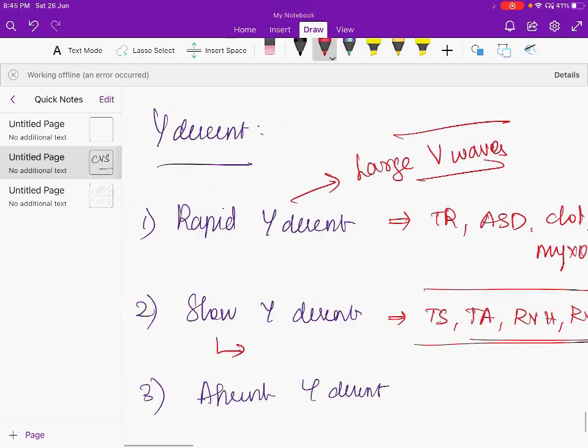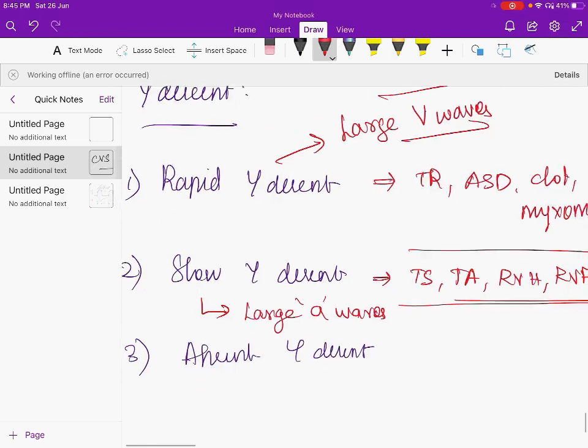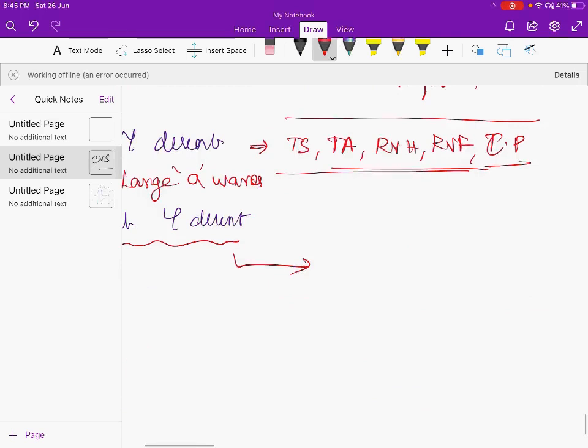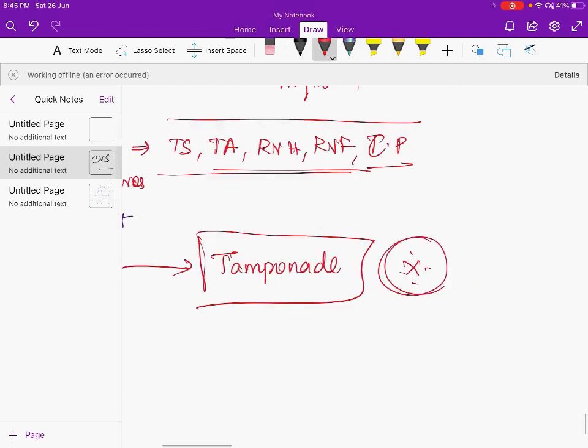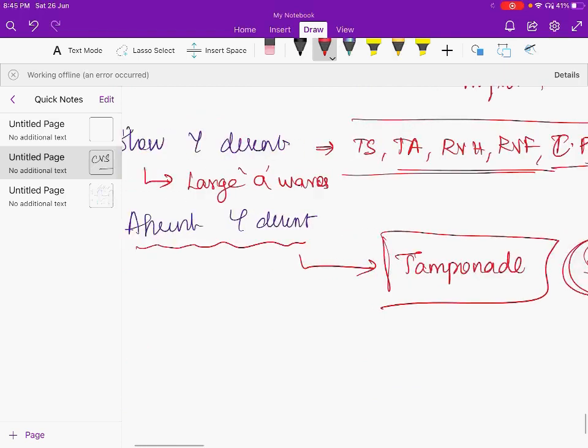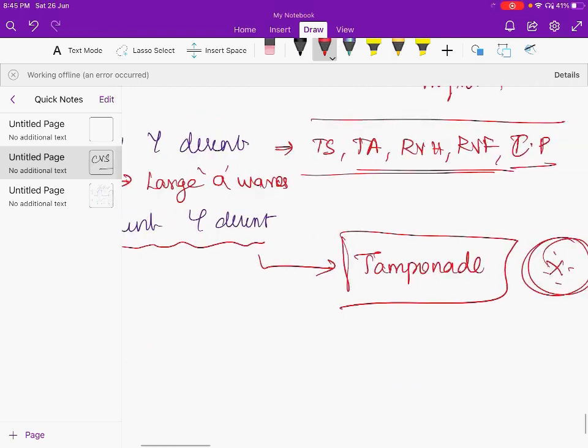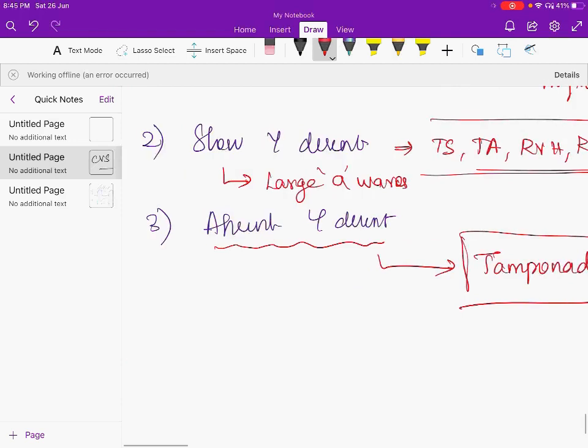Indirectly, we can tell all the causes of large A waves will have your slow Y descent. And good Malavika, your absent Y descent is seen in one condition called cardiac tamponade. And again, it is important. It is one of the most important MCQs for your NEET preparation. Where absent Y descent is seen in cardiac tamponade.